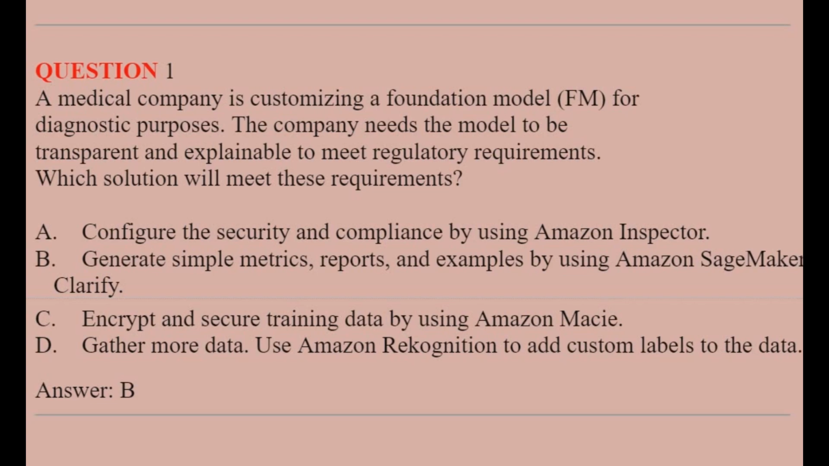Option C, encrypt and secure training data by using Amazon Macie. Option D, gather more data, use Amazon Rekognition to add custom labels to the data. Correct answer is option B.